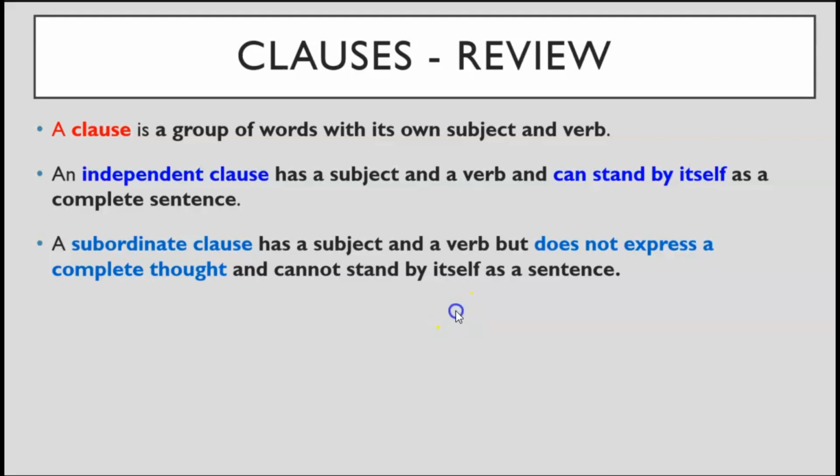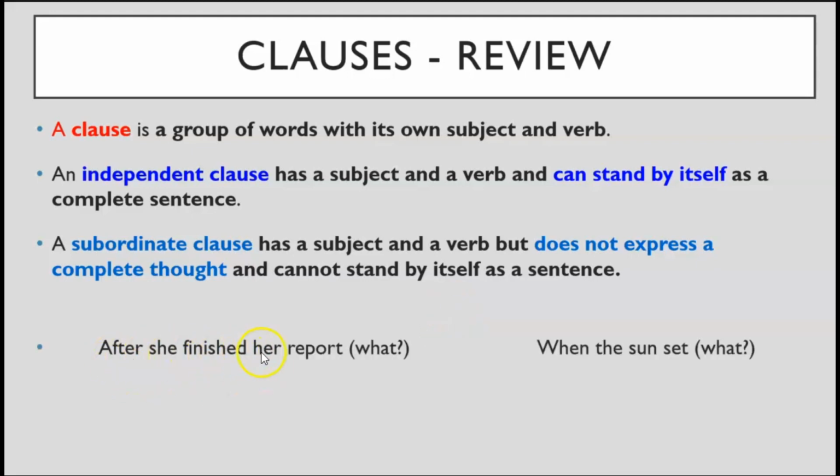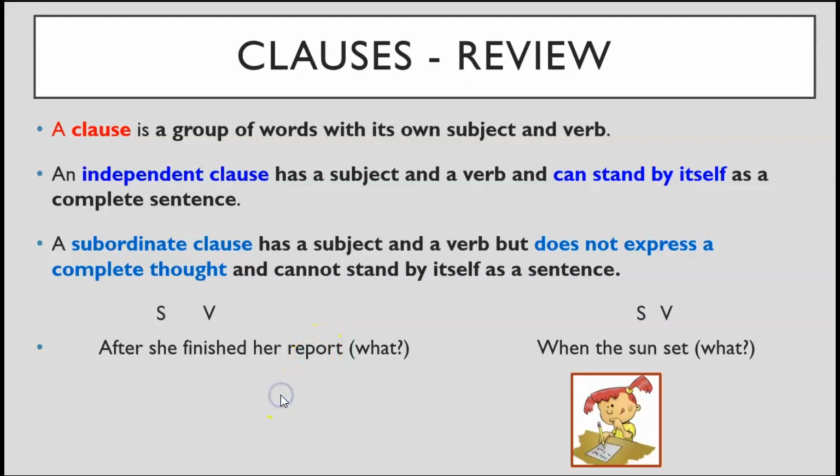Okay, so for an example, after she finished her report, right? When we look at this sentence, we wonder what? After she finished her report, what? It has a subject, she, and a verb, finished, and it even has a direct object, report. But we don't know what we mean by after, okay?